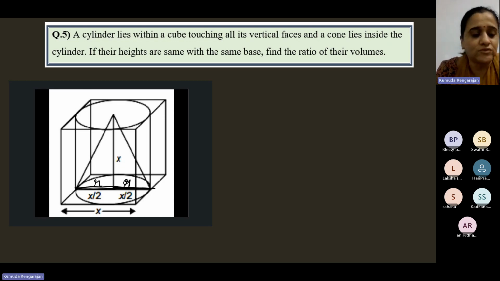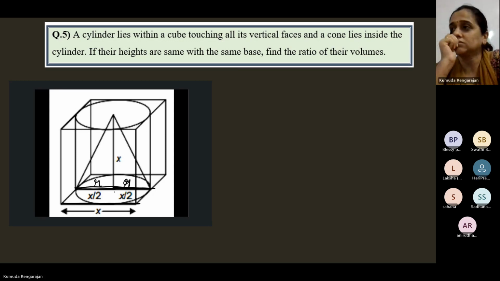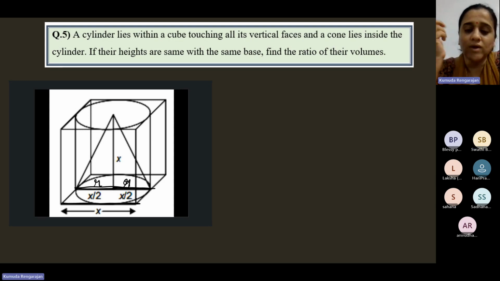Online students, what is the edge of the cube? 2r. What is the height of the cube? 2r, because in a cube, length, breadth, height, all are the same. So 2r.